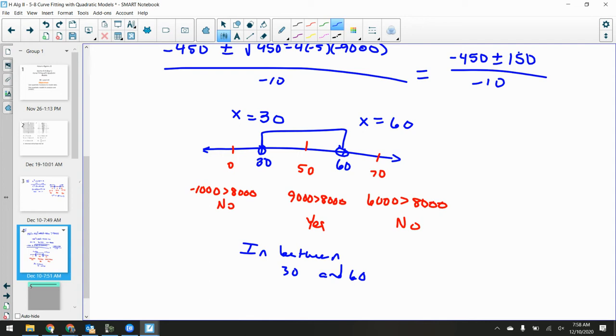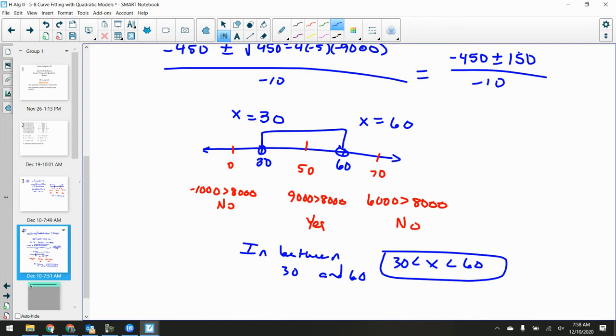And if I wanted the inequality, I would write it like this. All right. Any questions on the homework? Anything else they want to talk through?